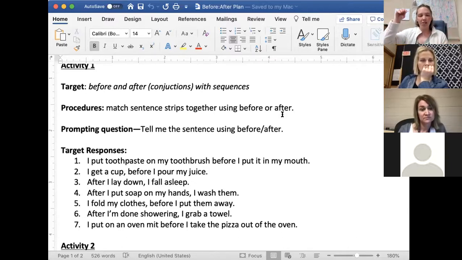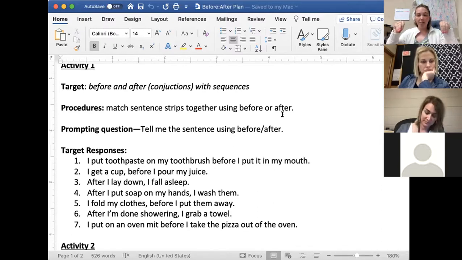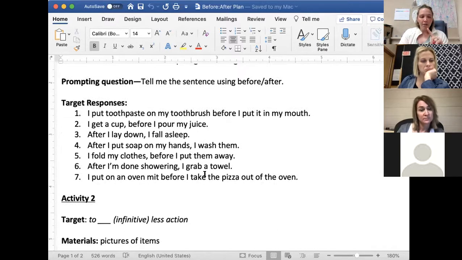So I would have a sentence strip that said, I put toothpaste on my toothbrush, I put it in my mouth. So they would have to pick those because they'd see that they match, right? And then they'd have to say, I put the toothpaste on my toothbrush before I put it in my mouth. But then you make them switch it and use after. And I try to make it as functional as possible with the vocabulary that they're most familiar with, because you don't want it to be a vocabulary issue when you're teaching a new syntactic element. Okay, so that's activity number 1.